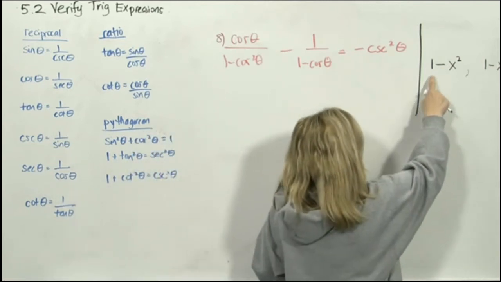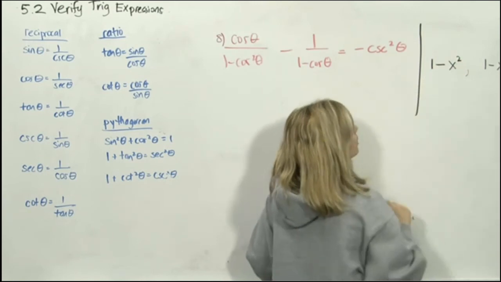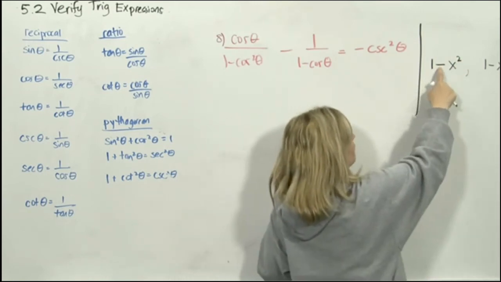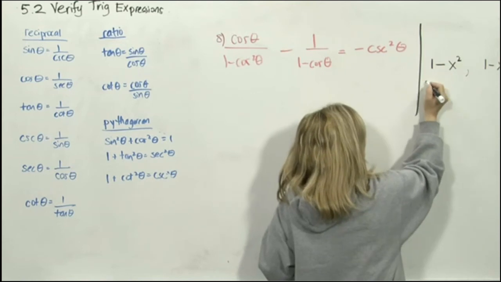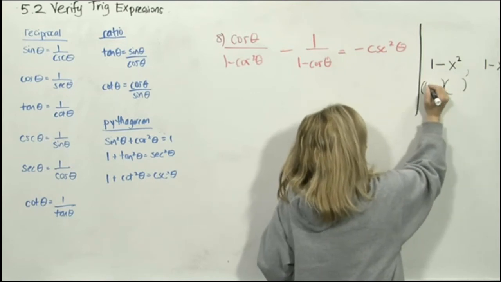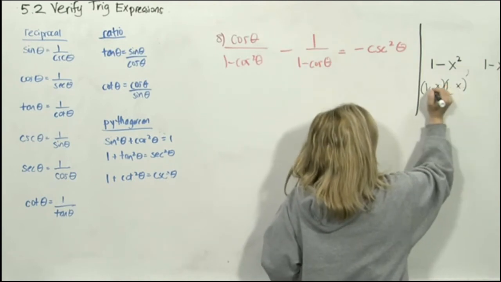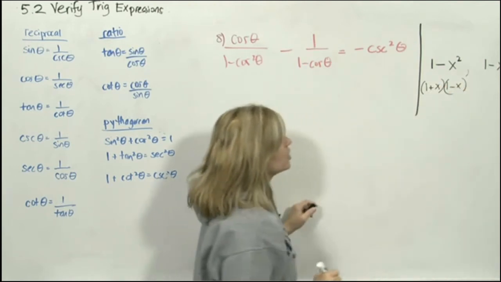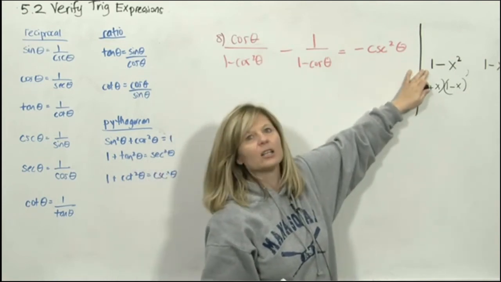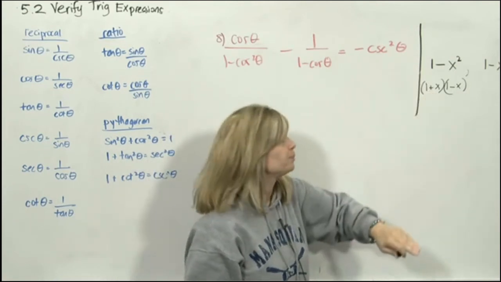So, guys, can we factor 1 minus x squared? Sure. That is a difference of perfect squares. And that factors to be 1 times 1. x squared is x times x. 1 gets a plus, 1 gets a minus. So that denominator is not in lowest terms. It needs to be factored.